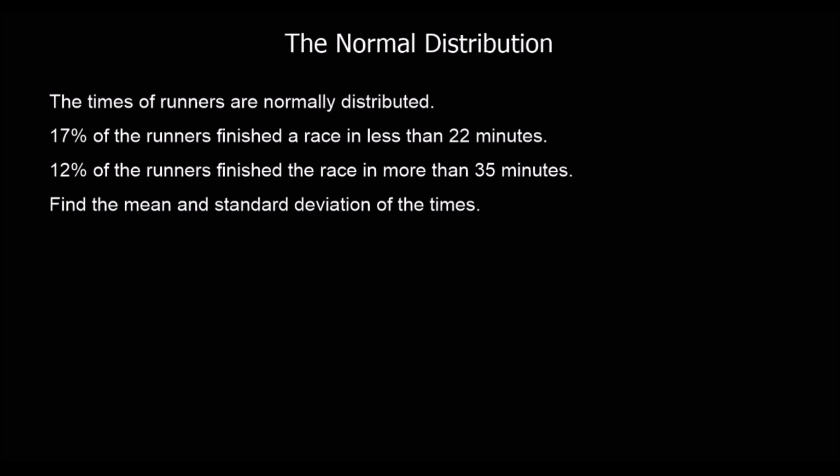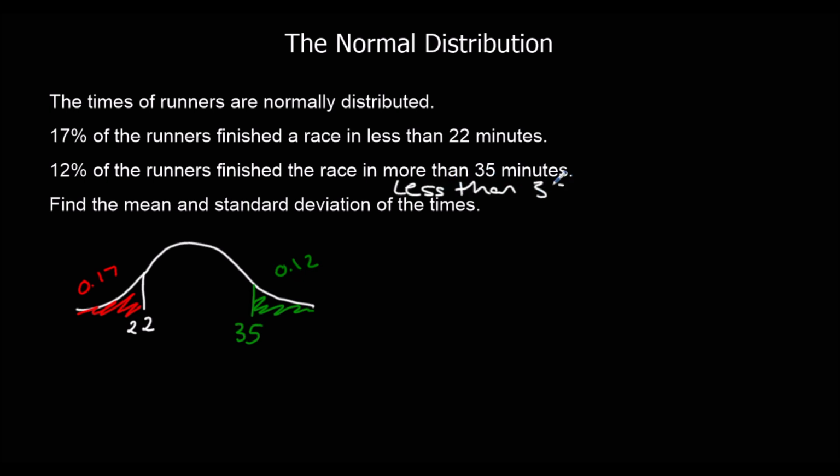Okay, one more question, same thing. So we've got the times of runs are normally distributed. And this time we've got 17% of the runners finishing the race in less than 22 minutes. So we've got 22 minutes here, and we've got 17%. 12% of the runners finished the race in more than 35 minutes. So we've got 35 minutes up here. And that's 12%. So that means less than, so I'll make a note of that, in less than 35 minutes, that will be 88%.